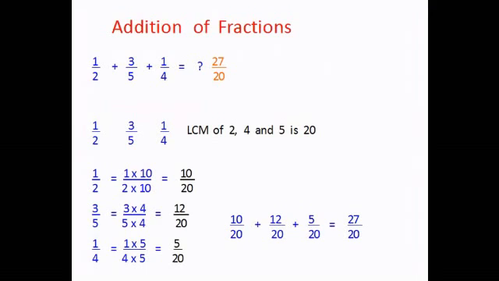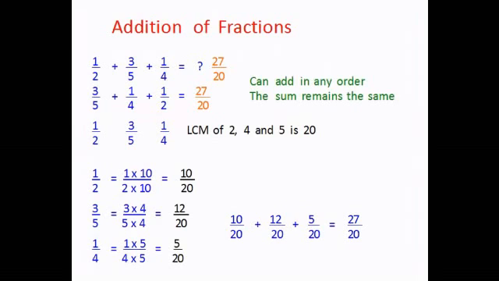Now what if I add these fractions in some different order? What if I add 3 over 5 plus 1 over 4 plus 1 over 2, in a different order? Would my answer change? No. The answer remains exactly the same. So what we learn here is that we can add the fractions in any order and the sum, the result, remains exactly the same. If you want, you can try it out. You can take any fractions and add those in any order and you can check it out.